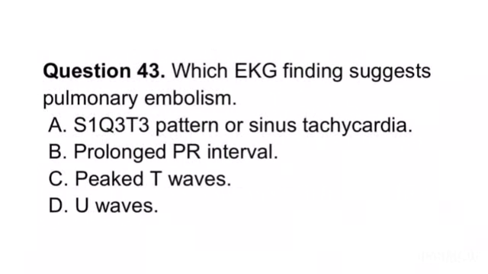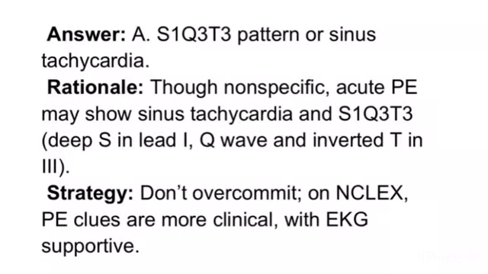Question 43. Which EKG finding suggests pulmonary embolism? A. S1Q3T3 pattern or sinus tachycardia. B. Prolonged PR interval. C. Peaked T waves. D. U waves. Answer, A. S1Q3T3 pattern or sinus tachycardia. Rationale, though nonspecific, acute PE may show sinus tachycardia and S1Q3T3, deep S in lead 1, Q wave and inverted T in 3. Strategy, don't overcommit, on NCLEX, PE clues are more clinical, with EKG supportive.